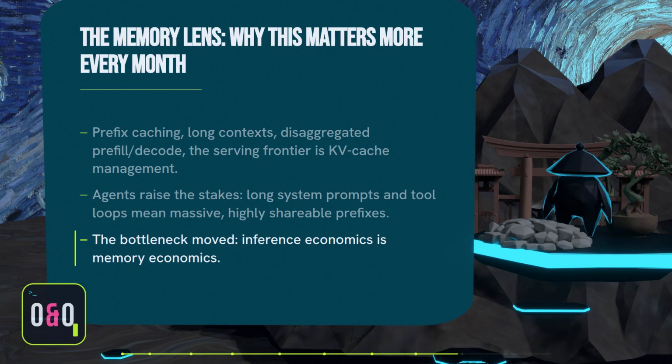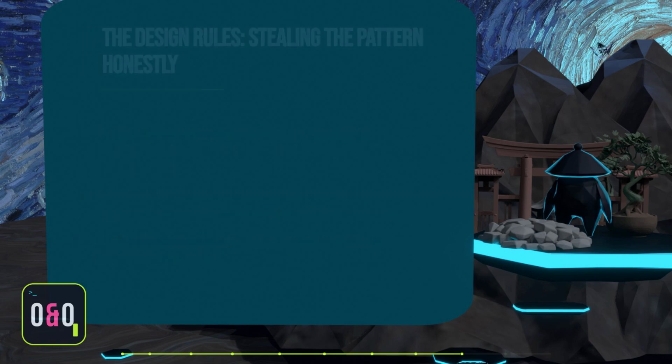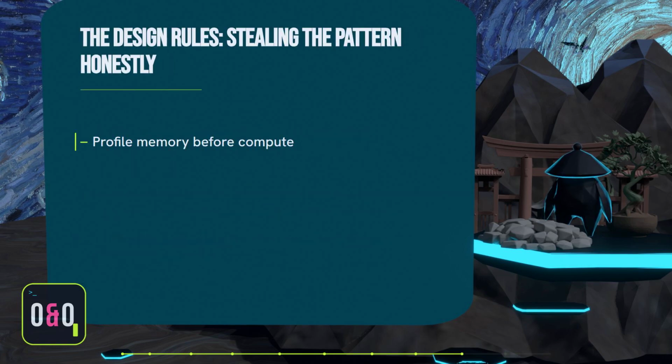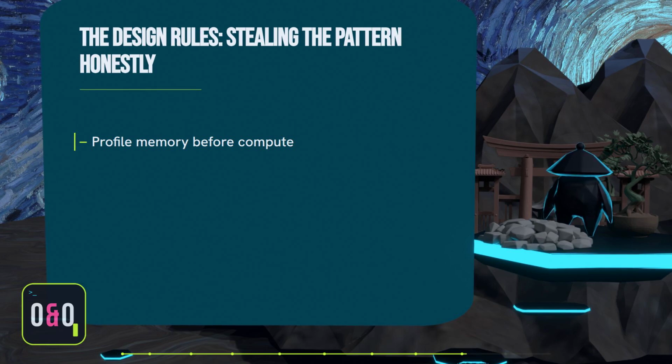So what should you actually do about it, whether or not you ever touch vLLM source? The portable checklist, 5 rules. 1. Profile memory before compute. vLLM's 24x did not come from faster math. It came from measuring where the gigabytes actually went. When a system underperforms, audit the allocator before the algorithm.